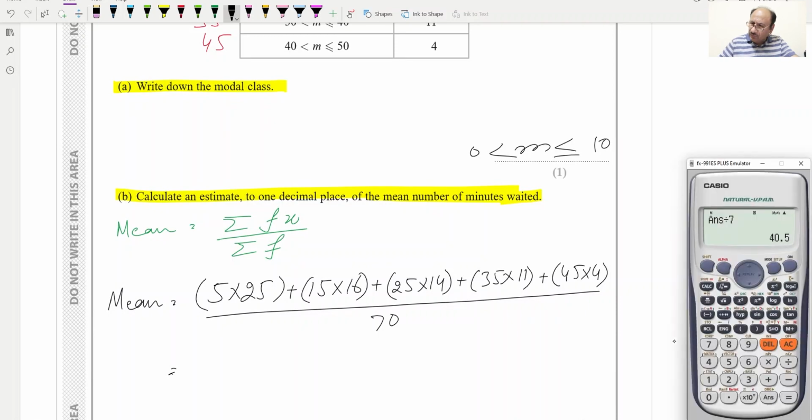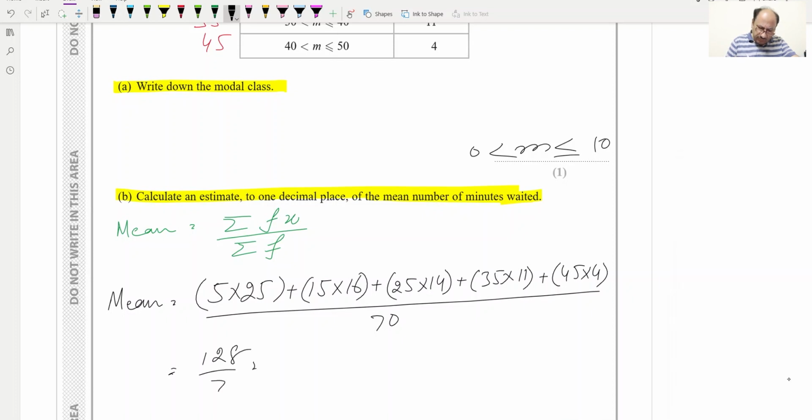Now we just have to simplify this with the help of a calculator. We can even do it without brackets: 5 into 25 plus 15 into 16 plus 25 into 14 plus 35 into 11 plus 45 into 4, and this divided by 70 will be equal to 128 over 7.